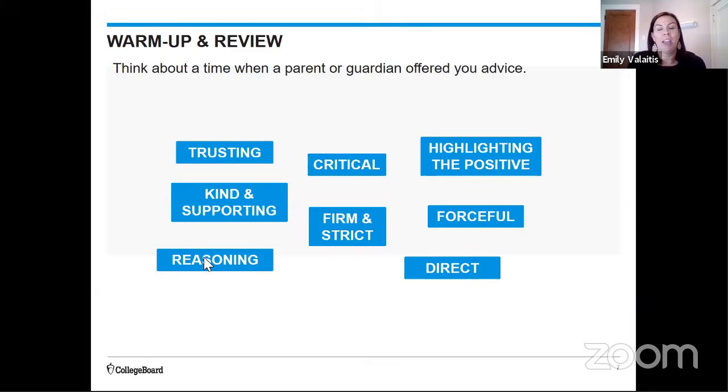Before we get started, I want you to think about a time in which a parent or a guardian or someone who's of an elevated status tried to give you advice. And most likely if they're giving you advice, it's because they think that you need to learn something, that you're reluctant about something. And I want you to think about when you got that piece of advice, how was it delivered? What tone or what attitude? How did the person convey that advice? Were they trusting of you and your decisions? Were they a little bit more forceful and demanding and very direct? Did they provide reasoning? Were they kind and supportive?